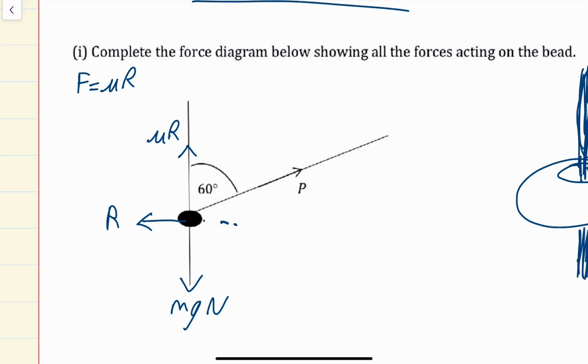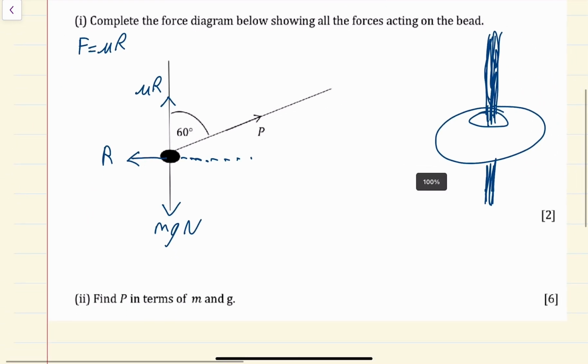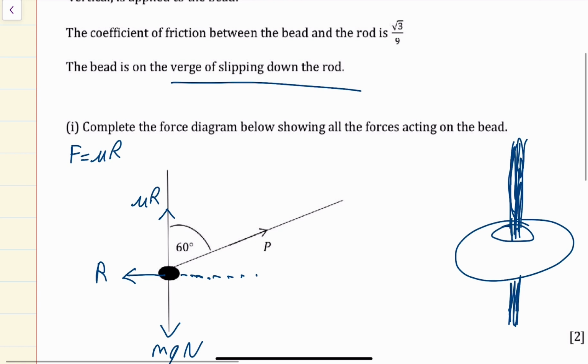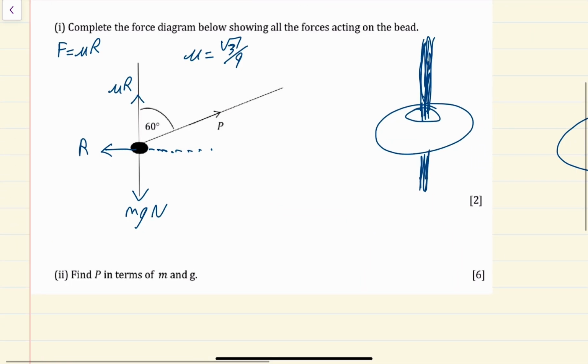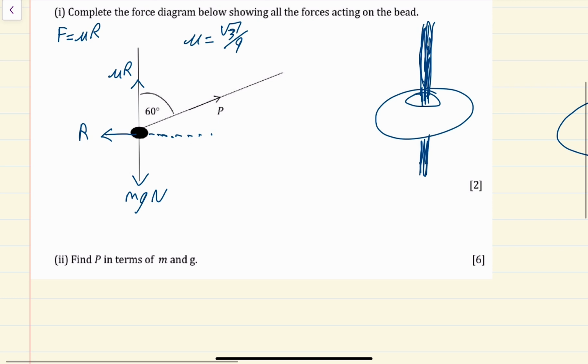Okay, I'm just going to mark on another wee dash line here horizontally, and then I'm good to go. We knew as well our μ was, write that in, μ was equal to √3/9. So we're good to go. We've got everything we need. It says find P in terms of m and g.